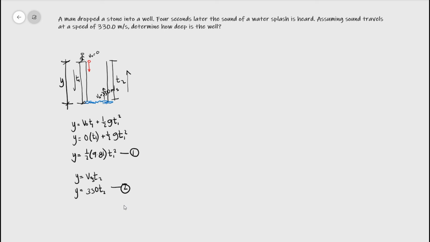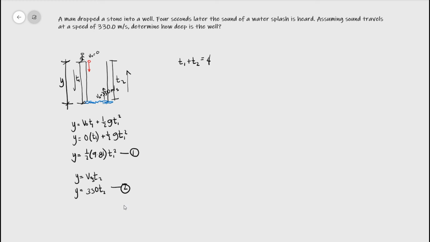To correlate these two equations, we need another equation, because here we have three unknowns: y, t sub 1, and t sub 2. The problem says that 4 seconds later, the sound of the water splash is heard. 4 seconds is the time between when the stone is dropped and when the man heard the splash from the bottom. Therefore t sub 1, when the stone is traveling downward, plus t sub 2, when the splash of the water is heard by the man, is equal to a total of 4 seconds.